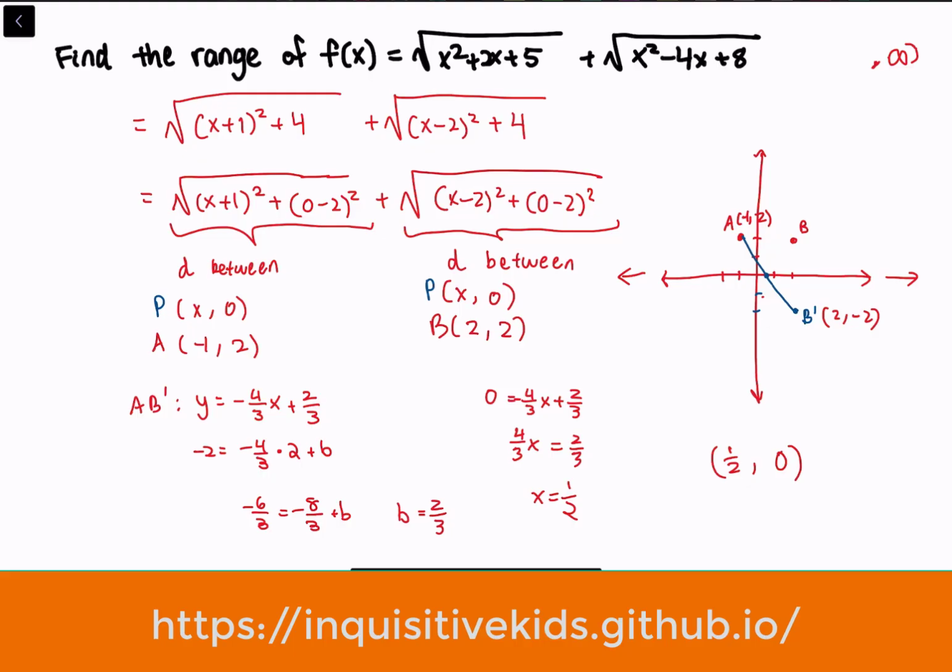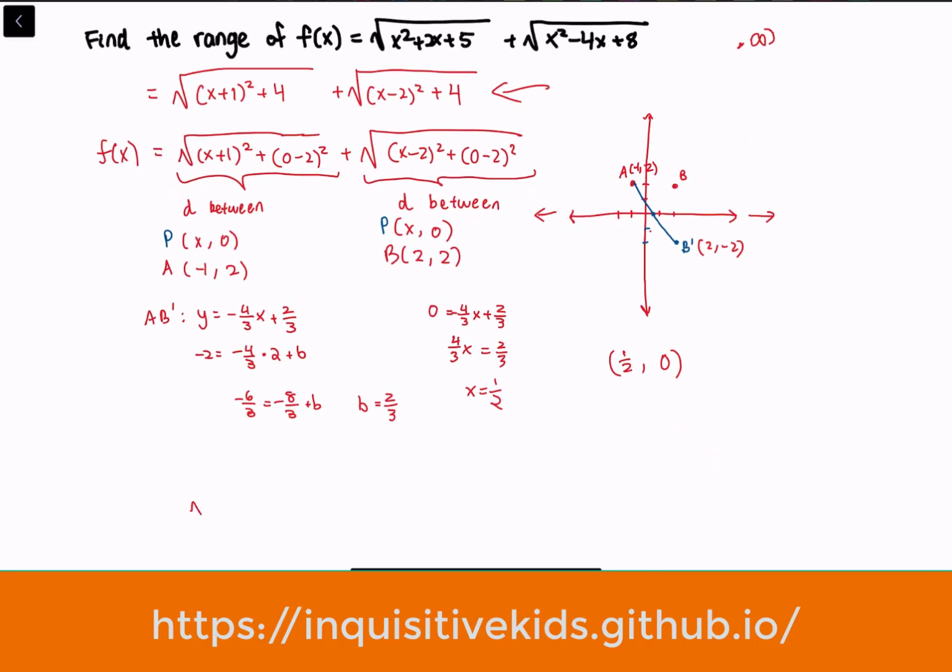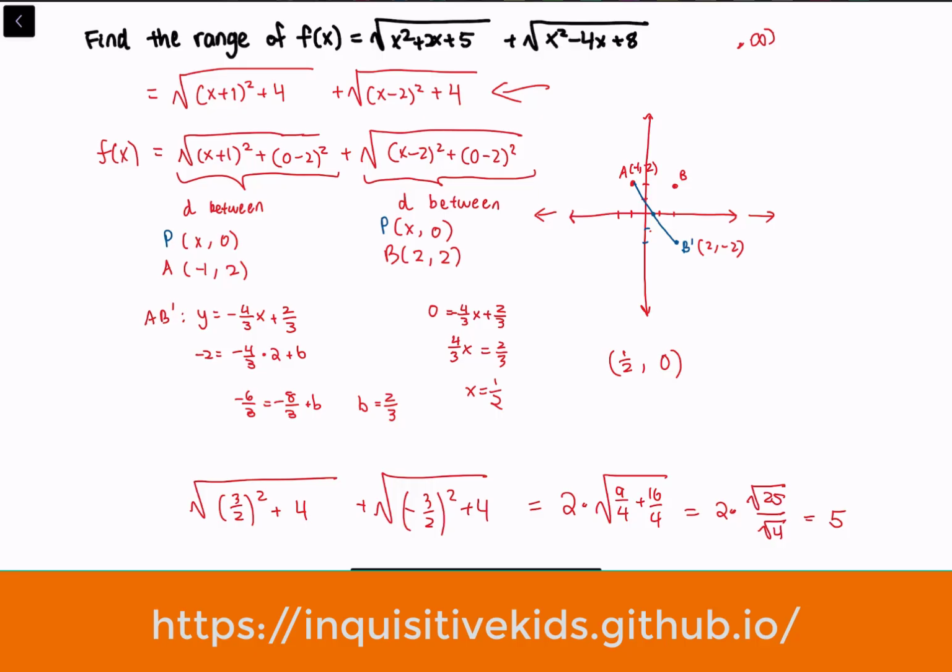This means that the minimum value of these two distances combined, in other words, f of x, is found when x equals 1/2. So now let's substitute x equals 1/2 back into our original f of x function. So let's substitute it in here. We have +5 as our answer, which means that the minimum value of f of x is +5. So that is the range of our function.